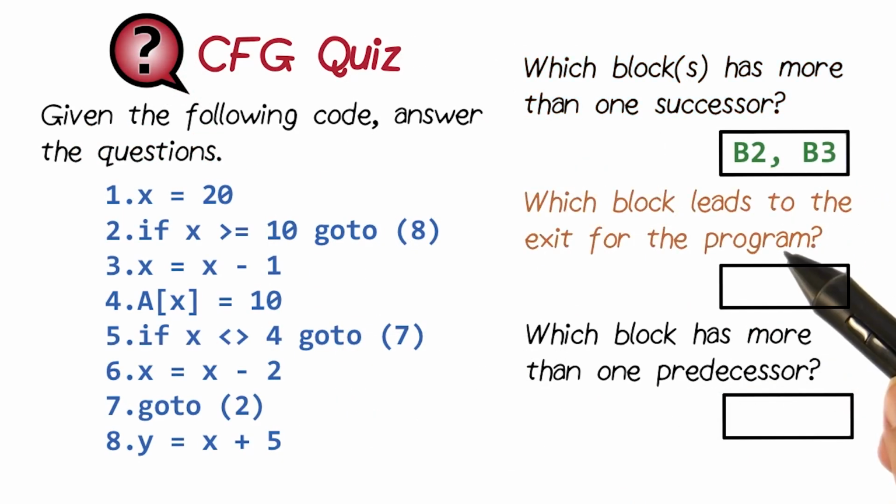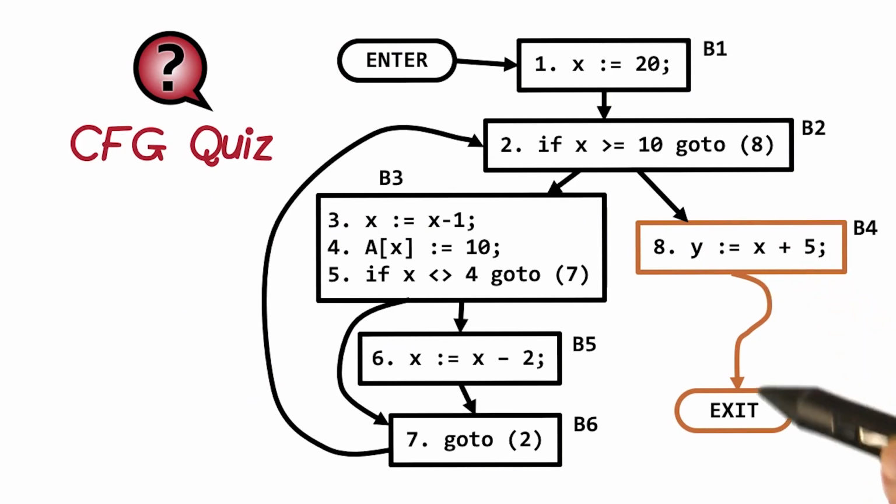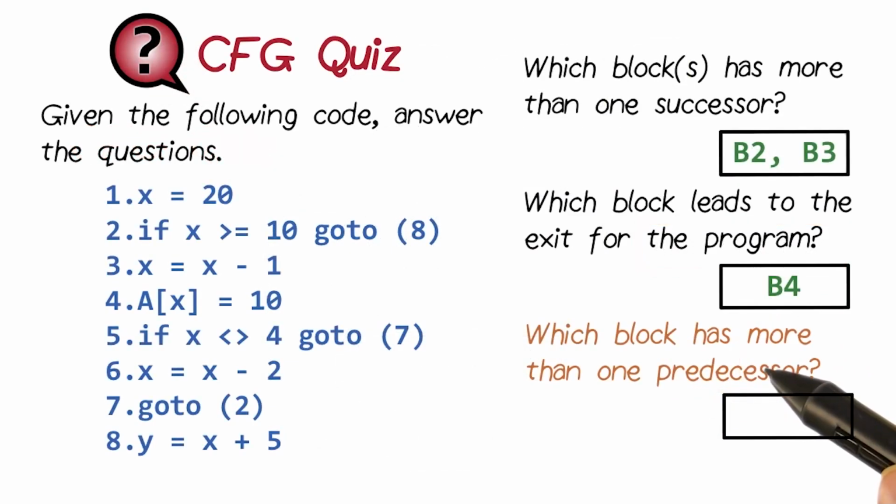Let's now go to the next question. Which block leads to the exit for the program? So again, if you take a look at the CFG that you have gotten, and find the edge which goes to the exit node, the last block is B4, which goes to the exit, and so the answer here is B4.